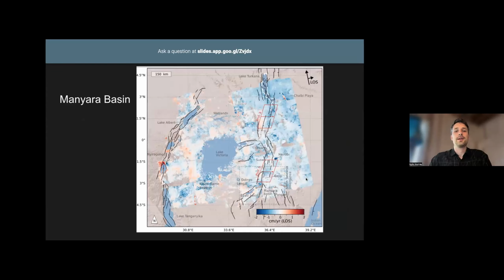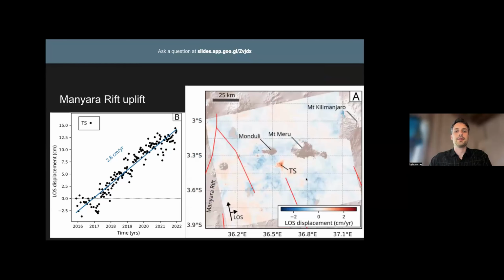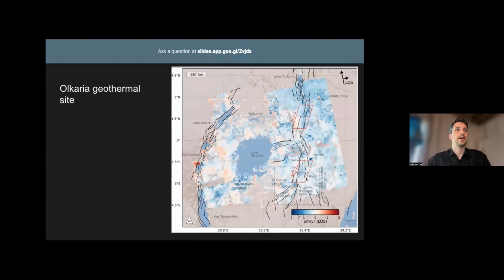And then down in the Manyara Basin, we found a previously undocumented deformation source. This is a steady uplift of about 4 centimeters per year since 2016 or more. That's just where our data starts. And that's over an area of about 6 kilometers wide. Given all the dense volcanism in this area, we interpret it as a potential magmatic or hydrothermal signal. But that'll require some more work to tease out.